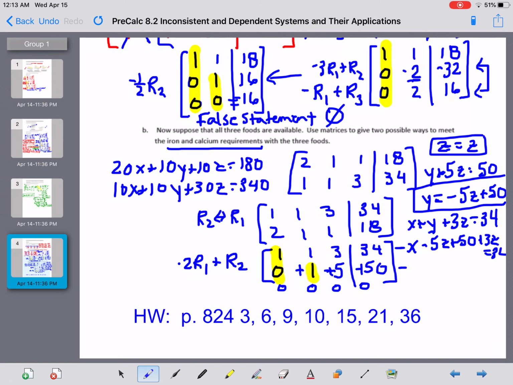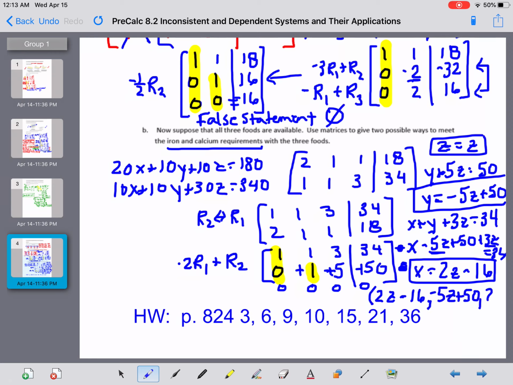So x, I need to make sure I'm not getting these confused here. X, negative 5z and 3z makes negative 2z. Add it to the other side, it's going to be positive 2z. Plus 50, subtract that from 34, and I get negative 16. So I get 2z minus 16 for my x. So my ordered triple here would be 2z minus 16, negative 5z plus 50, and z for my ordered triple.